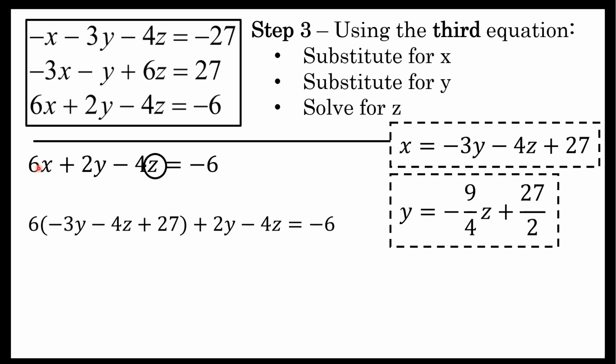First, substituting for x, we'll replace 6x with 6 times negative 3y minus 4z plus 27. Then we'll substitute for y. But there are actually two occurrences of y at this point in the equation. There's one in the quantity that was representative of x, and then there is one from the original third equation as a coefficient of 2. We have to substitute this expression for y twice.